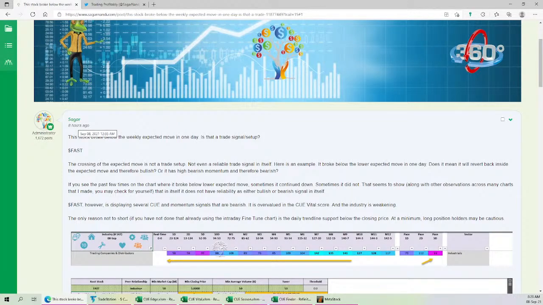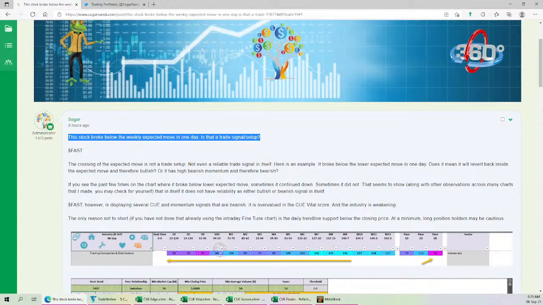I shared it yesterday, 8 September, 12:35 p.m. So noon time, Eastern Standard Time. This stock broke below the weekly expected move in one day. Is that a trade signal or setup? And then I explained later that hitting the expected move in either direction is neither a bullish signal nor a bearish signal. You have to use a proper trading system to decide if you want to take a long trade or short trade. How is the expected move useful in that case?